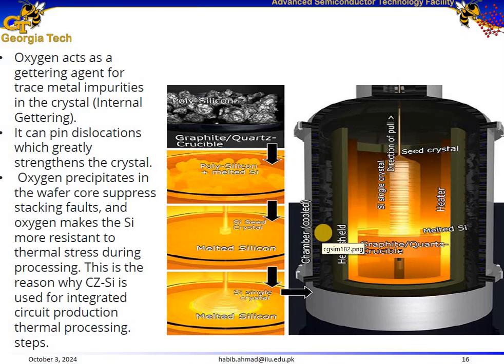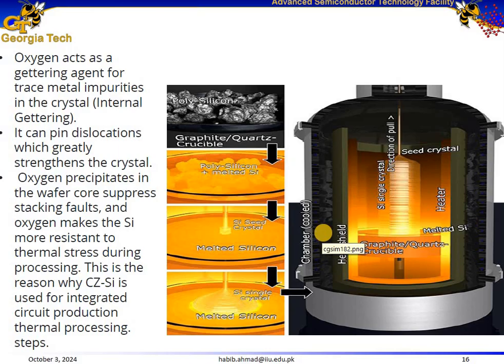Also, the presence of oxygen makes the Czochralski's grown silicon highly resistant to thermal stress, which is critical in the manufacturing of integrated circuits. So, due to the enhanced mechanical and thermal properties imparted by oxygen, Czochralski's grown silicon is preferred for integrated circuit production, especially in processes involving high temperature steps.